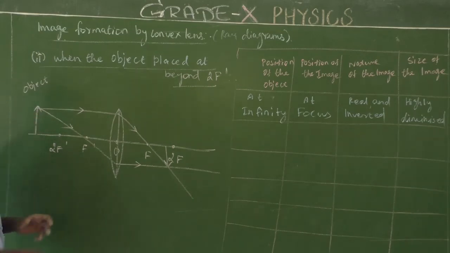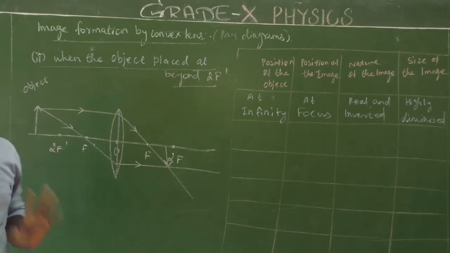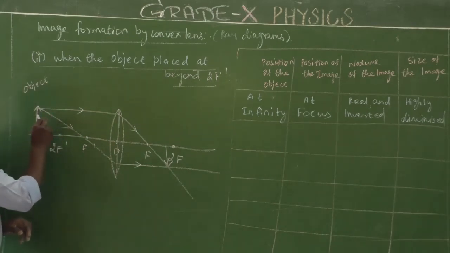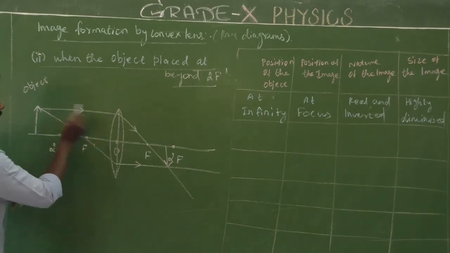Above the principal axis, so many light rays are coming from an object placed beyond the 2F dash. Okay, we need just two rays. Look here. The first ray is coming from an object placed beyond the 2F dash. That is parallel to the principal axis. This one is parallel to the principal axis.